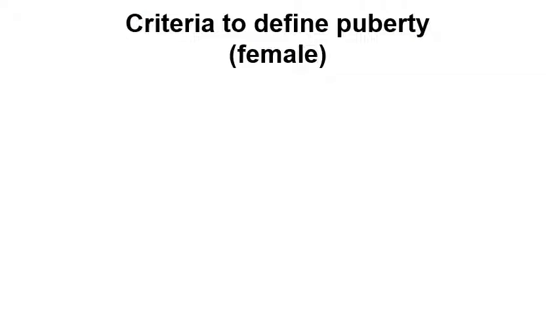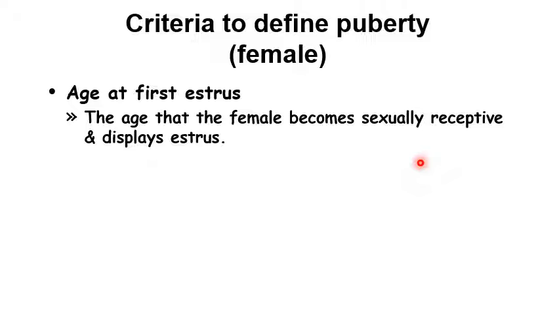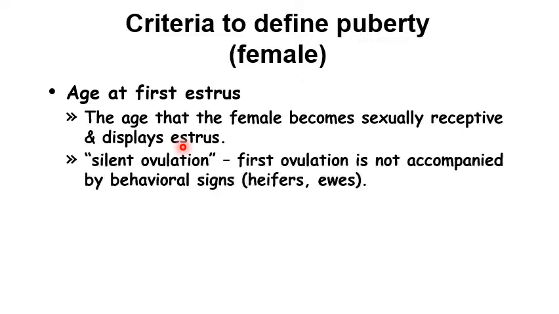Criteria to define puberty in female animals. The first criterion used is the age at first estrus. This is the age that the female becomes sexually receptive and displays estrus. Of course, the age at first estrus may not reflect the true acquisition of puberty in female animals. That is very important to remember.